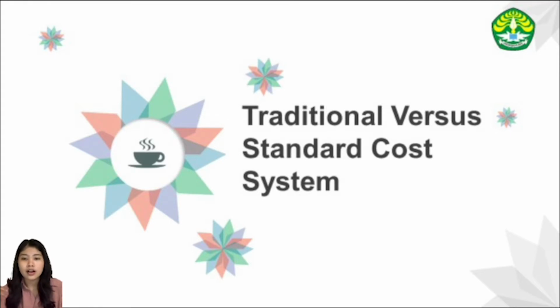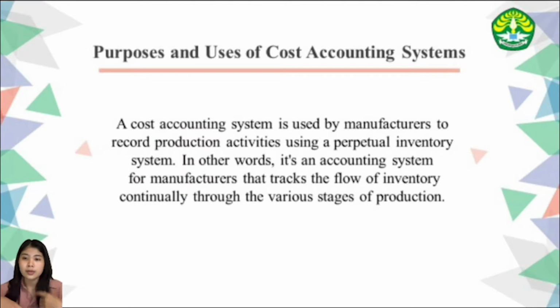But before we compare the standard cost and the traditional cost system, it will be much better for us to know the purposes and the uses of the cost accounting system. Well, here it is stated that the cost accounting system is used by manufacturers to record production activities using a perpetual inventory system. Or in other words, it's an accounting system for manufacturers that tracks the flow of inventory continually through the various stages of production.